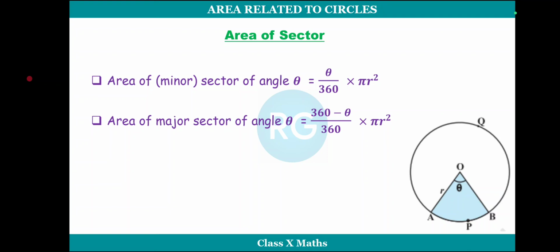So this will be 360 minus theta divided by 360. Mark this point, here we have changed the value of theta. The total angle is 360, so subtracting theta from 360 gives the angle of the major sector. So 360 minus theta divided by 360 into pi r square will be the area of the major sector.